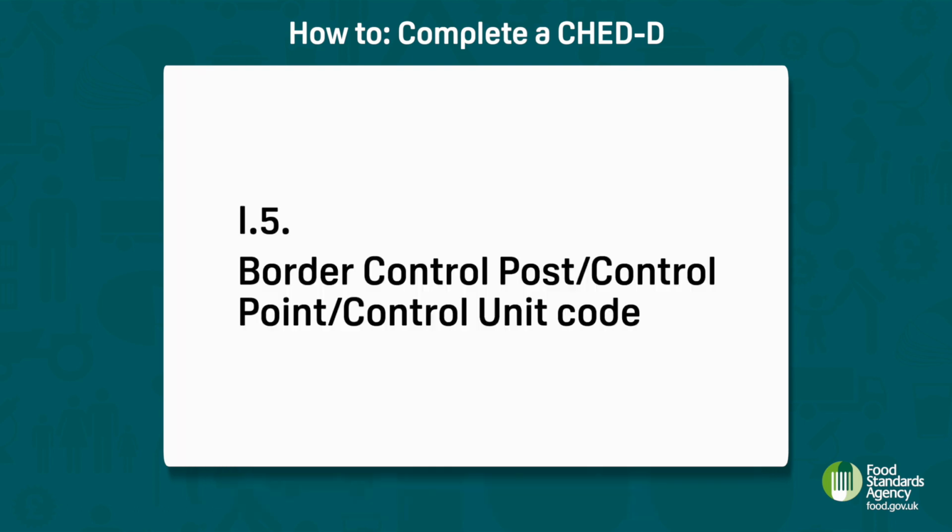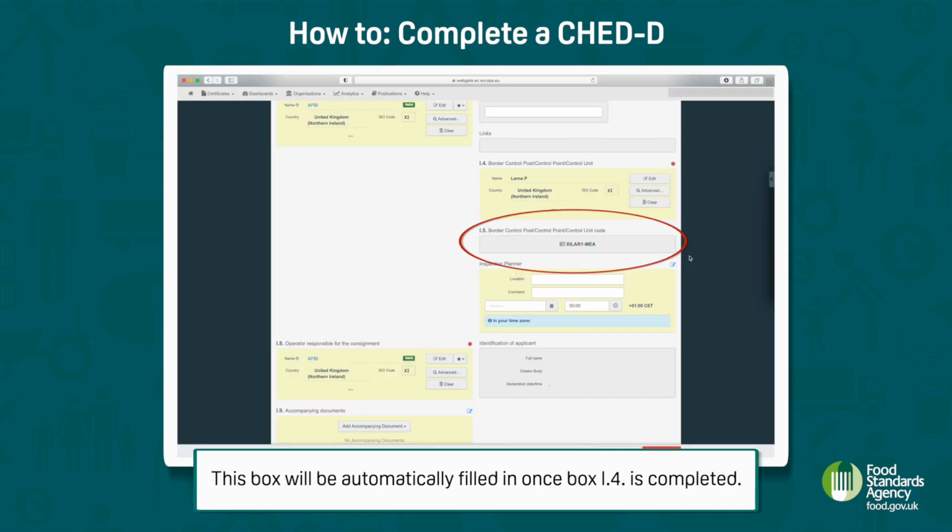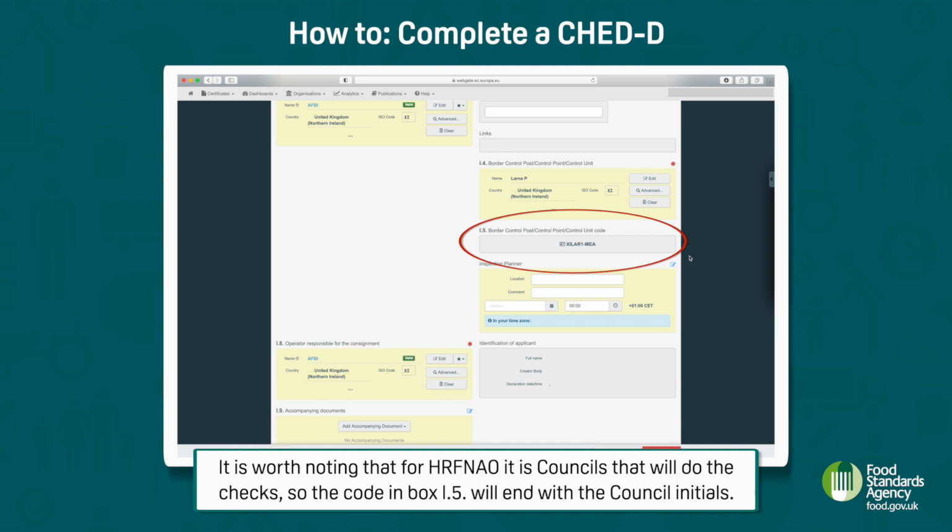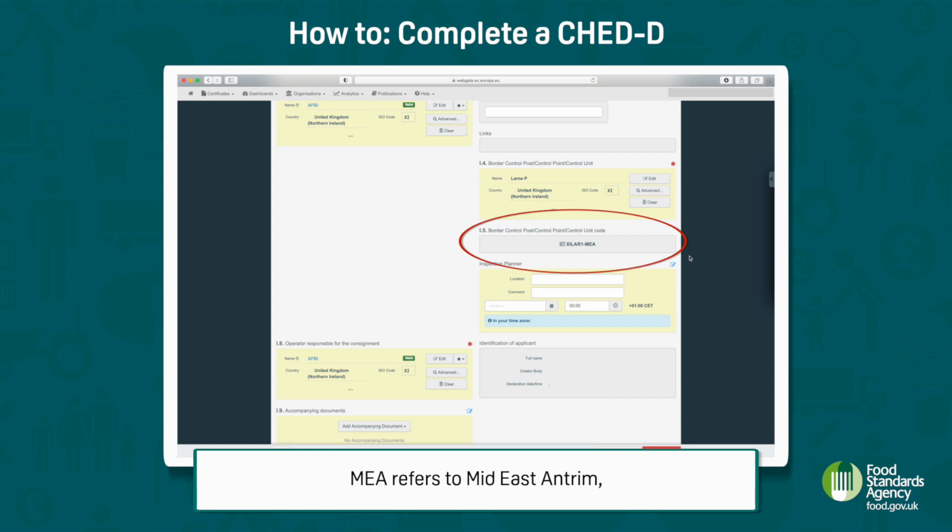I5. Border Control Post, Control Point, Control Unit Code. This box will be automatically filled in once box I4 is completed. It is worth noting that for high-risk food not of animal origin, it is councils that will do the checks, so the code in box I5 will end with the council's initials. MEA refers to Mid East Antrim.